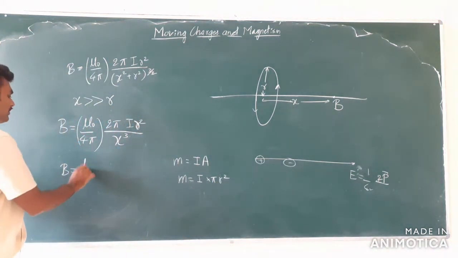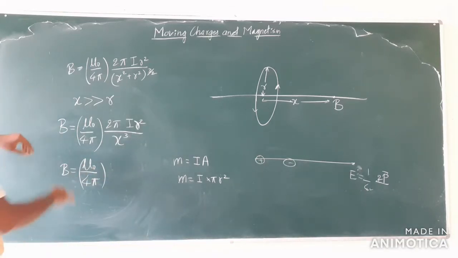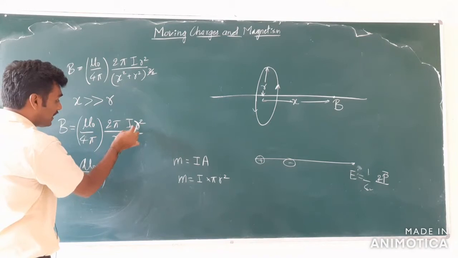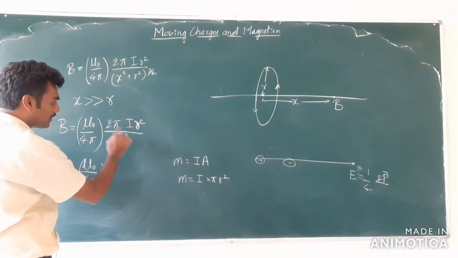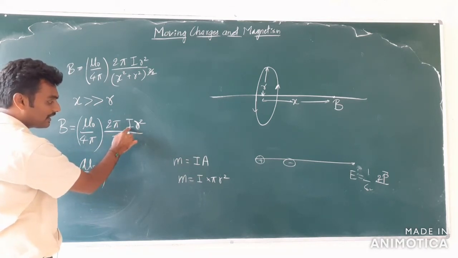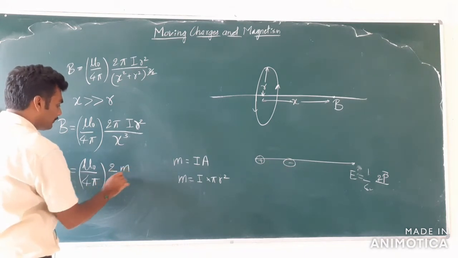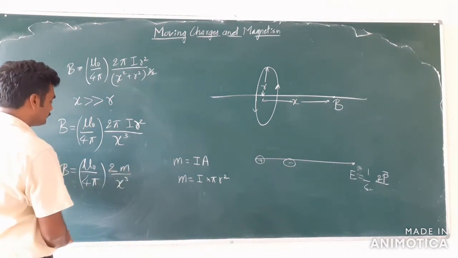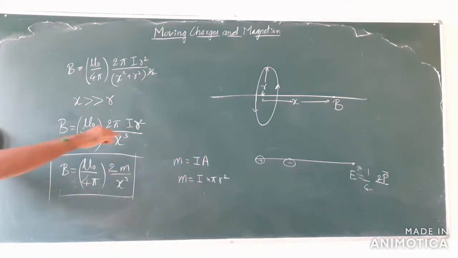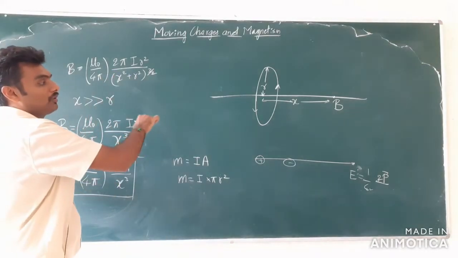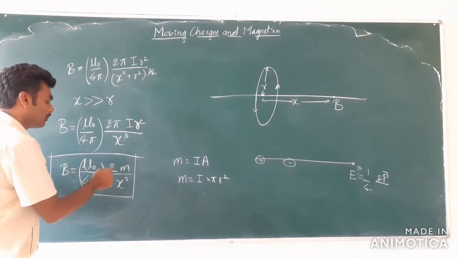So now you see what happens is mu naught by 4 pi into, look at this, pi r squared into I. Here we have the required term, isn't it? Pi r squared is A, I is current. So I can replace these three terms together with m by x cube. That's it. This is the expression for magnetic field on the axis of a magnetic dipole, expressed in terms of magnetic dipole moment.